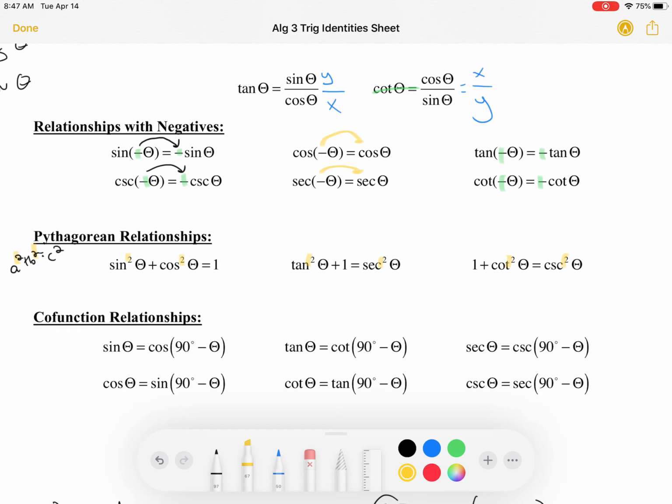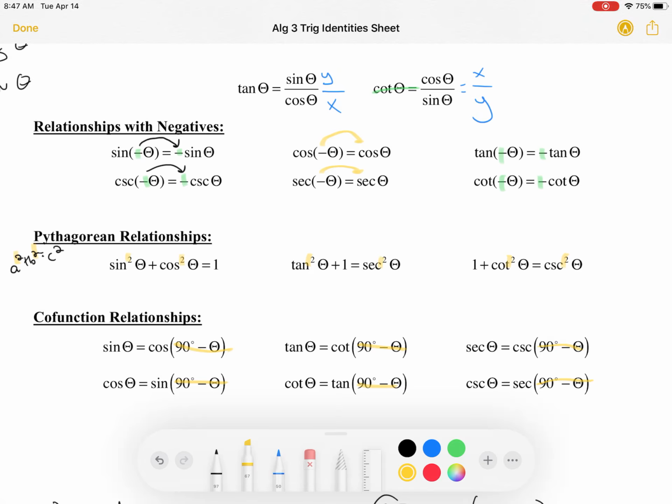Okay, next up, the co-function relationships. Also, guys, I don't expect you to memorize that the co-function relationship states that the sine of theta is equal to cosine of 90 minus theta. You don't need to know that. You just need to recognize that, hey, when you see a 90 minus theta, that appears on our trig identity sheet. So again, whenever you see a 90 minus theta, you should think this simplifies down to something easier.